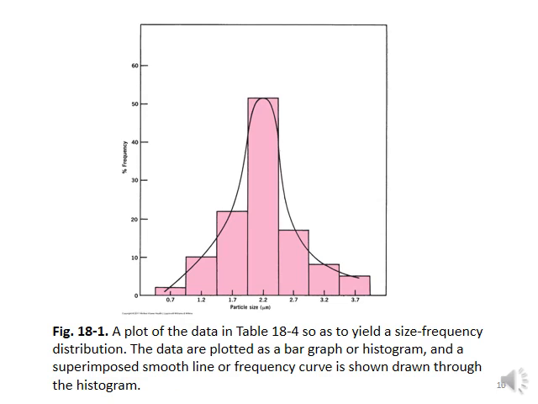This figure shows a frequency size distribution curve. As I mentioned before, the size that occurs at the highest frequency is called the mode. According to this figure, the mode equals 2.2 microns, and more than 50% of the population have a mean size range of 2.2 microns.